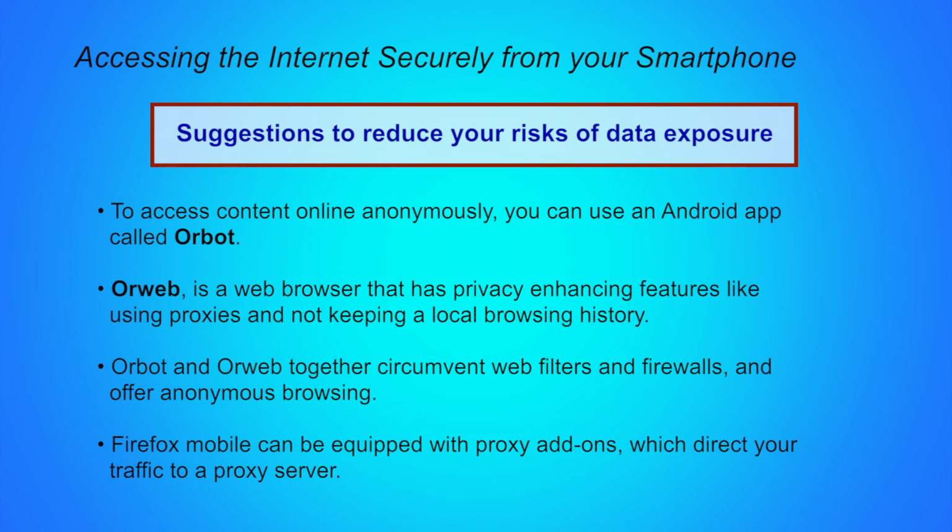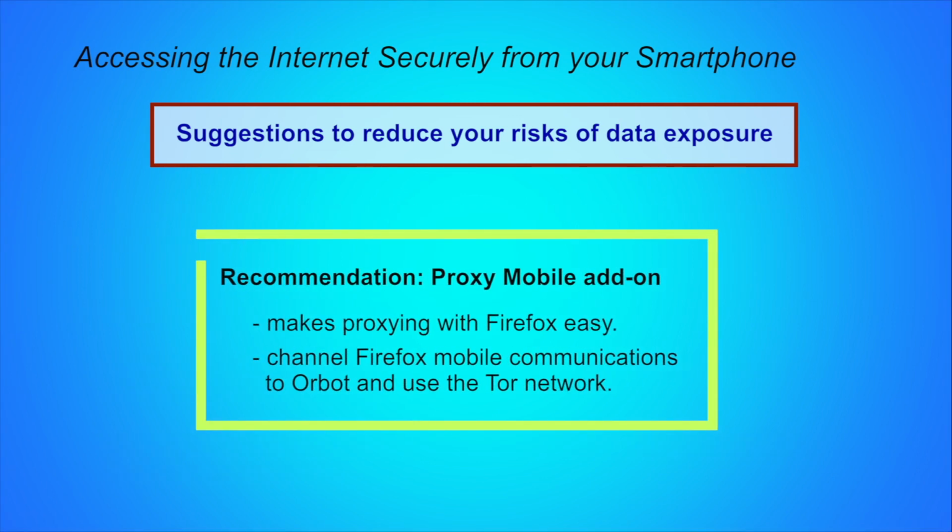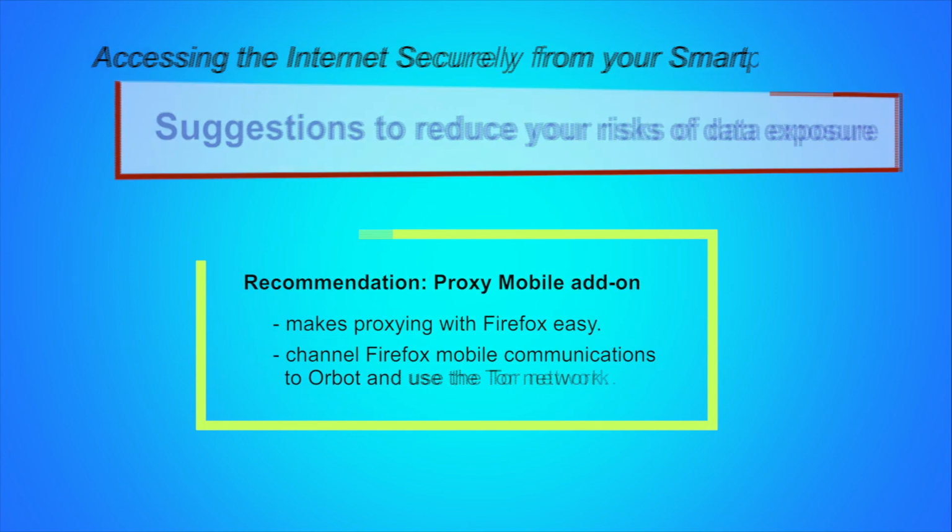From these, your traffic goes to the site you are requesting. This is helpful in case of censorship, but still may reveal your request unless the connection from your client to the proxy is encrypted. We recommend the proxy mobile add-ons also from Guardian Project, which makes proxying with Firefox easy. It is also the only way to channel Firefox mobile communications to Orbot and use the Tor network.